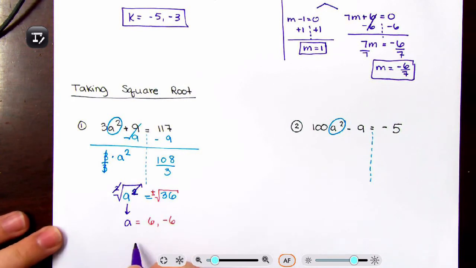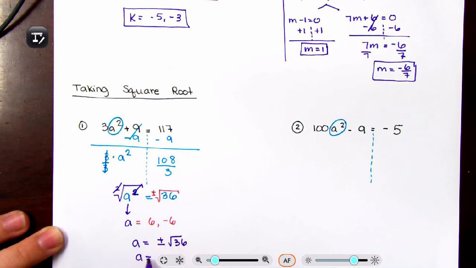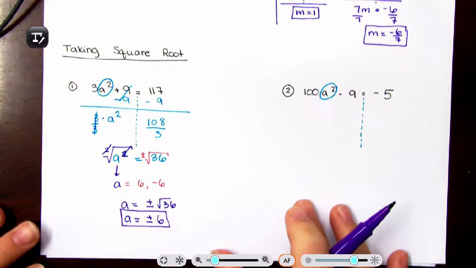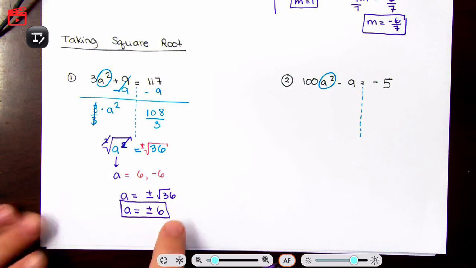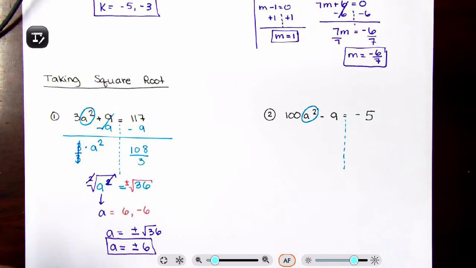So what you're actually going to write your answer as is a plus minus square root of 36. Let's do that, which is equal to plus or minus 6. Now this here is your answer, are your answers, since you have plus a 6, a positive 6, and a negative 6 for the solutions. Let's try to do this one more time.